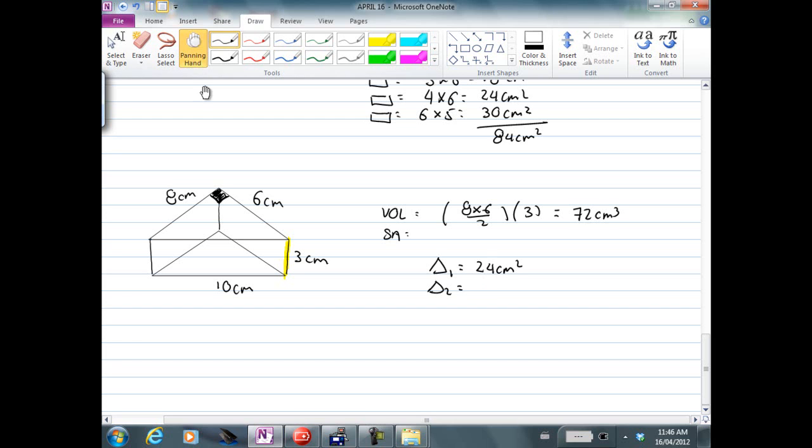I'll give you a hint. The two triangles are exactly the same. 24. Triangles will always be the same. That's your key. The rectangles, you gotta do it slowly. There's really no shortcuts for this. Rachel, what's one of them? 30. 30 is correct. Cm squared.